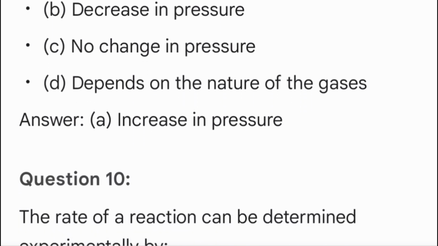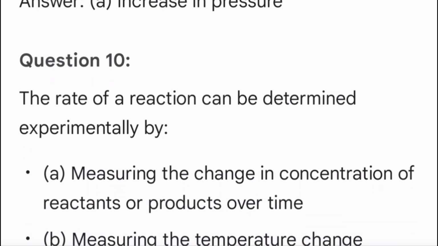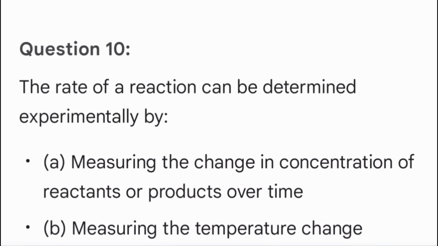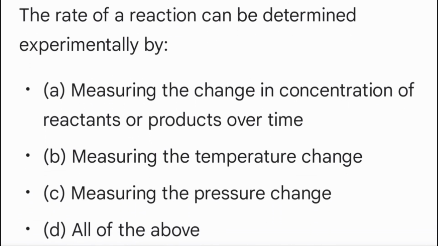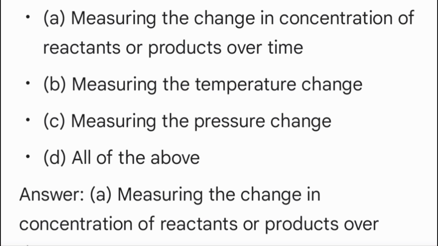Question 10. The rate of a reaction can be determined experimentally by A. Measuring the change in concentration of reactants or products over time, B. Measuring the temperature change, C. Measuring the pressure change, D. All of the above. Answer, A. Measuring the change in concentration of reactants or products over time.